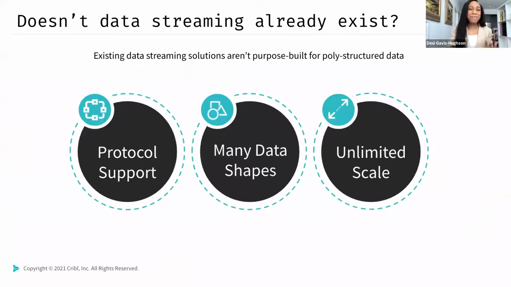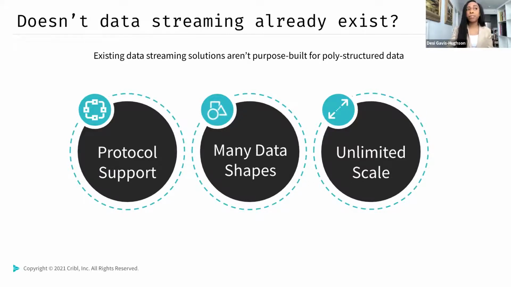So one question that might be popping up for you is, Desi, doesn't data streaming already exist? Yes, and the data streaming solutions that do exist are not purpose-built for polystructured data. On the other hand, an observability pipeline, which is what Cribl LogStream helps put in place, is purpose-built to work with even the most complicated data formats.